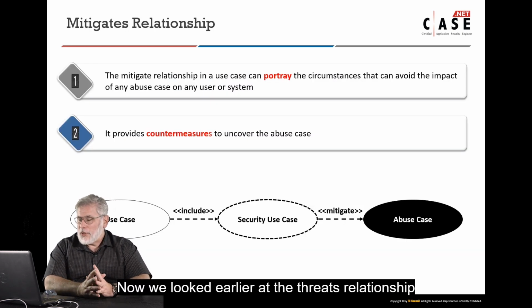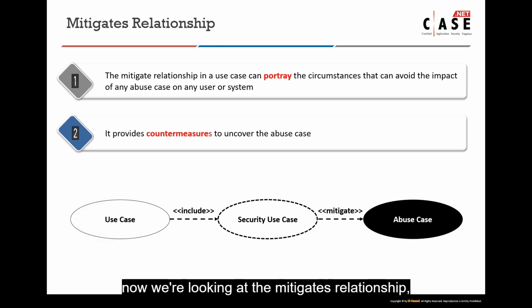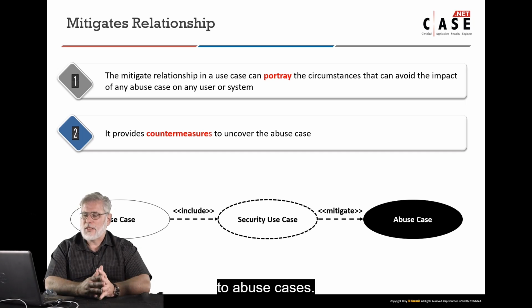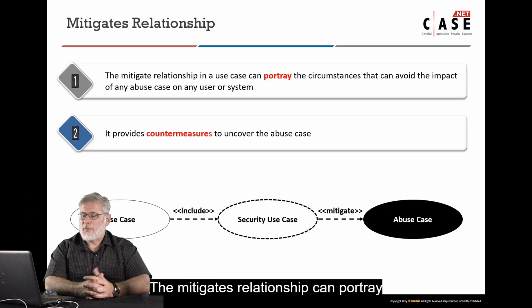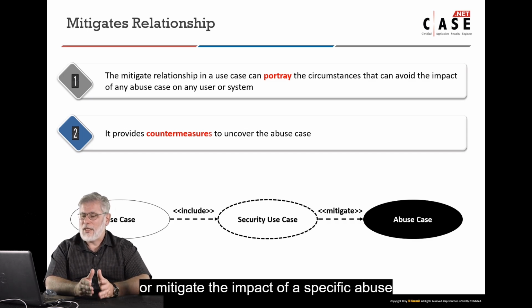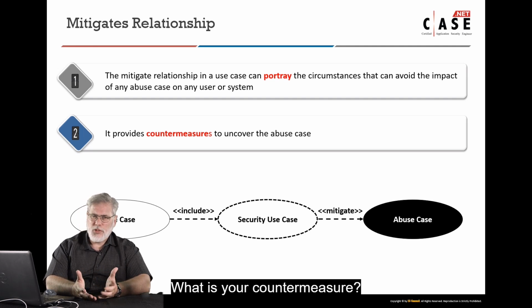Now, we looked earlier at the threats relationship or threatens relationship. Now we're looking at the mitigates relationship. And this is how we connect security use cases to abuse cases. The mitigates relationship can portray how you can avoid the impact or mitigate the impact of a specific abuse on a particular system. What is your countermeasure?